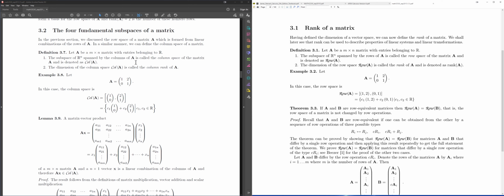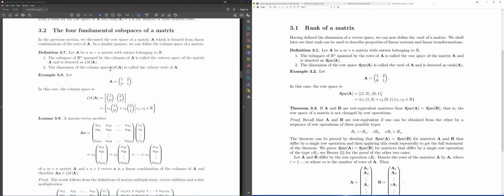And the column space of the matrix would be all possible linear combinations of your columns. So I have the first column here, the second column here, so all possible linear combinations of these two column vectors would be C1 times 1, 0, plus C2 times 2, 1, the second column, where C1 and C2 could be anything. So this is an example of the column space of this matrix.